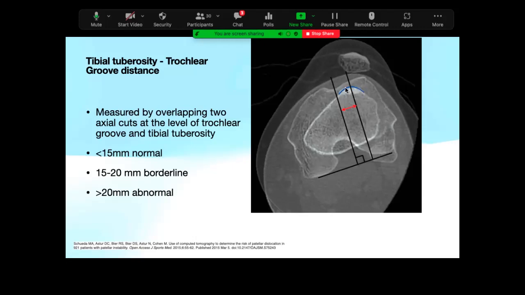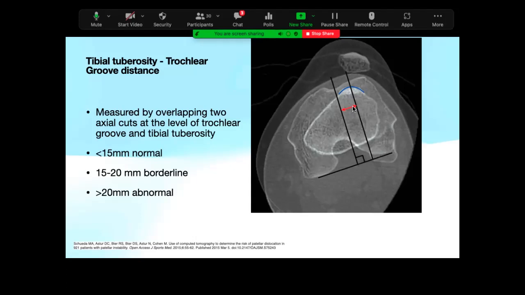This blue line is the tibial tuberosity. We use the center of the tibial tuberosity and draw another perpendicular line to the intercondylar axis. The distance between these two perpendicular lines is the TTTG distance. Normally it is less than 15 millimeters, 15 to 20 millimeters is considered borderline, and any value over 20 millimeters is pathological. It will lead to patellar instability.